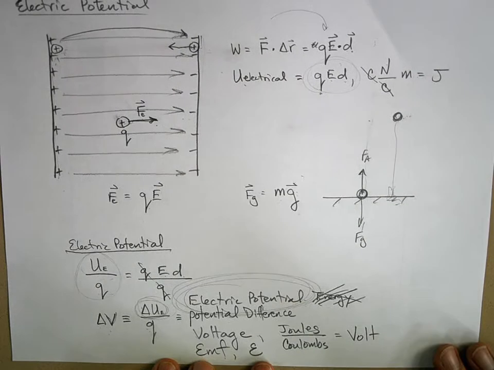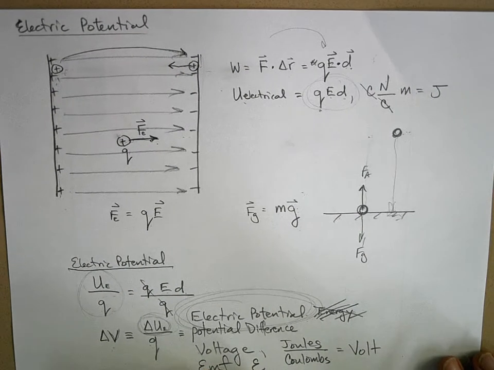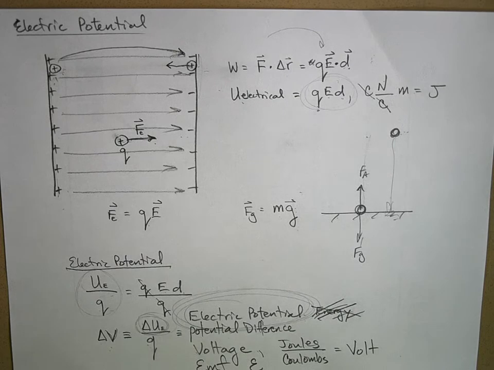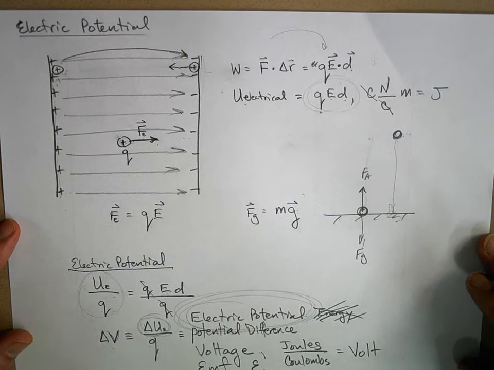And this is the voltage that you're familiar with from everyday life. Like if you go out and buy a 9-volt battery, that means that it will deliver 9 joules of energy for every coulomb of charge that moves through it. Okay, that's what that means. And we're going to talk about DC circuits and so on later on, where that's how we look at it.